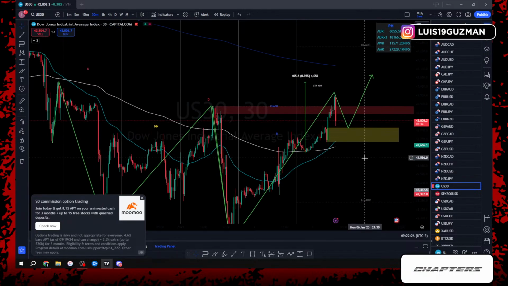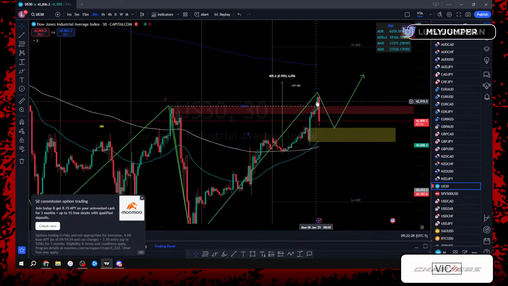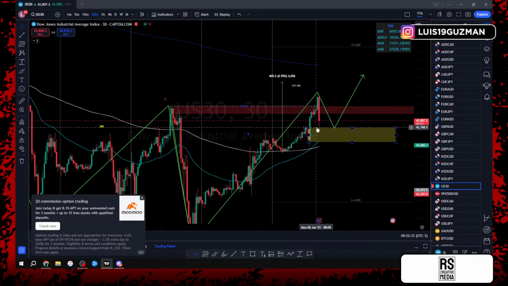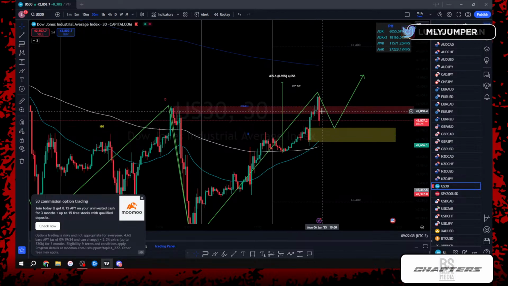Again, right now, US 30 is giving us confirmations for sells with this engulfing candle, and it's giving us confirmations for buys with this engulfing candle. Again, a 95 pip range where you have buyers and sellers at the same time.